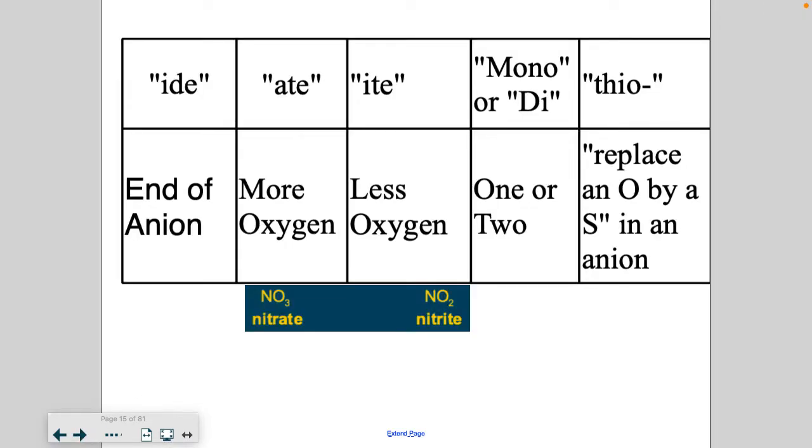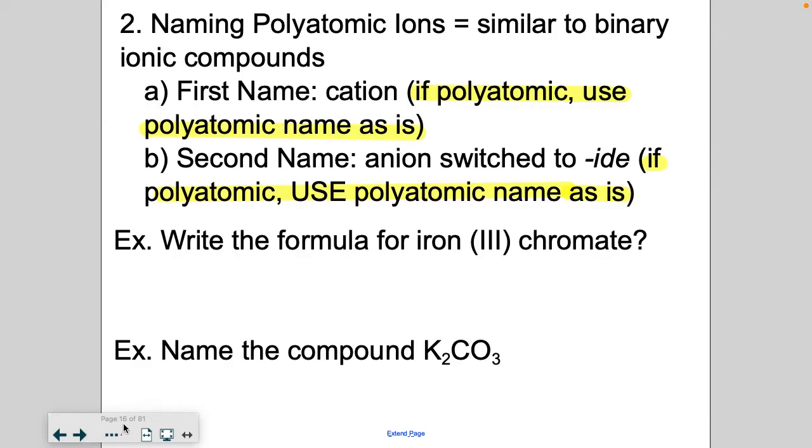All right, there's your ide, that's our typical ending of an anion. And then we have our ate and our ite. Some more prefixes that you probably know. Mono means 1, di means 2. And if you see thio, that means instead of an oxygen, it's been replaced by a sulfur. It's got sulfur in it. But am I going to quiz you on that? Probably not. I mean, I'll double check, but I don't think I have anything.